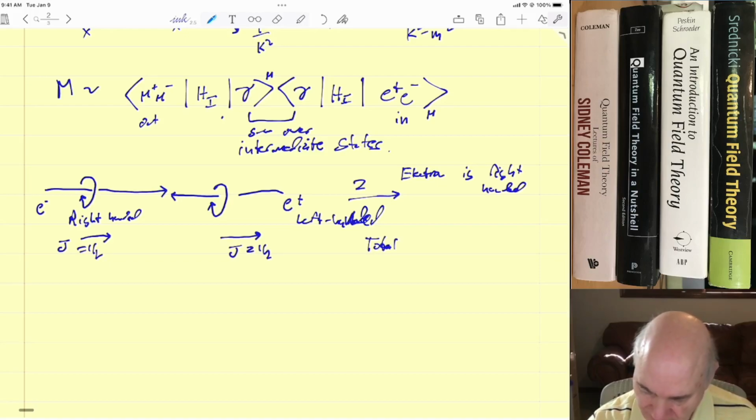And the total J will be equal to 1. So because the positron is going in the opposite direction, its handedness is the opposite of the electron, but they both have the same angular momentum. Now, we represent that. Okay. And then with the muon, we do the same thing. It's just rotated.